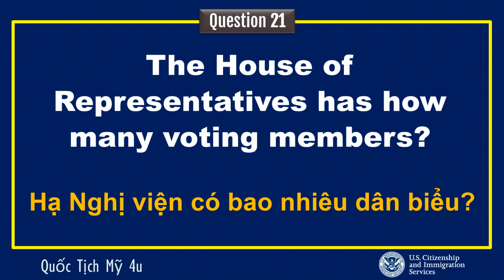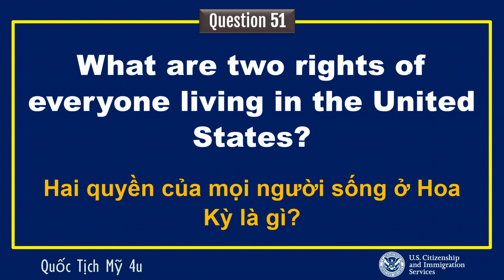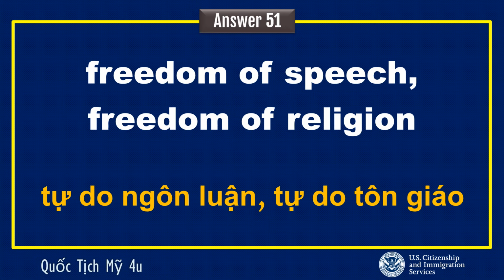The House of Representatives has how many voting members? 435. What are two rights of everyone living in the United States? Freedom of speech, freedom of religion.